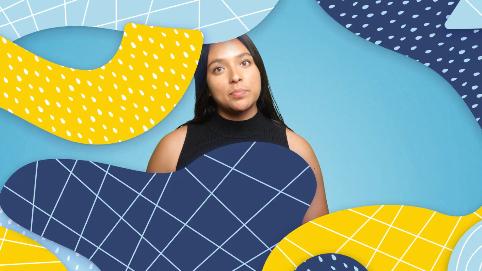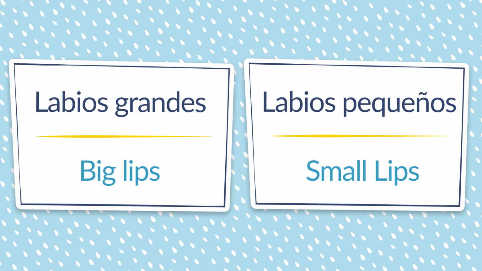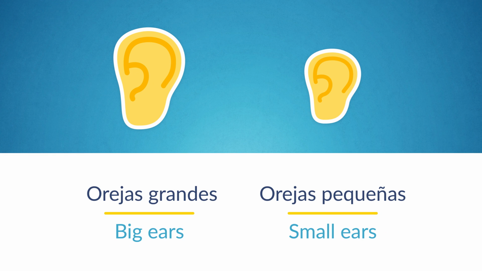Keeping on the same trend of calling features big or small, labios grandes and labios pequeños refer to big and small lips. For ears, you'll say orejas grandes or orejas pequeñas. Notice how the adjectives for labios were in masculine form to match this noun, while the adjectives for orejas were feminine for the same reason.